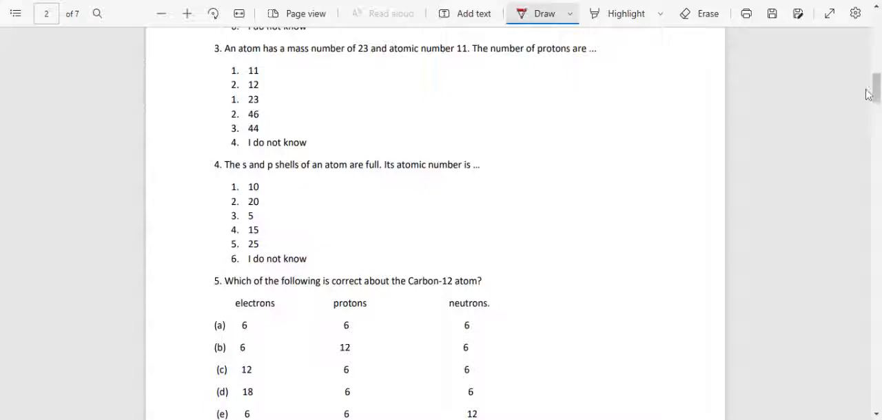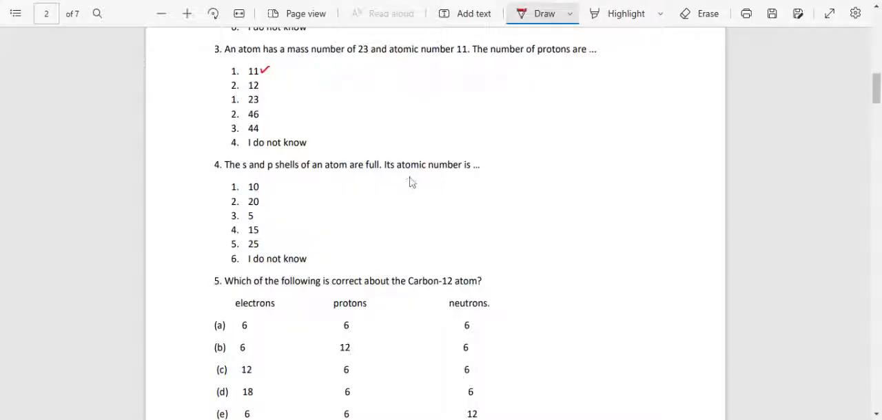Question 3. An atom has a mass number of 23 and atomic number 11. The number of protons is, so this is just direct. If it has got an atomic number of 11, that means the number of protons is going to be 11, because the atomic number is determined by the number of protons.